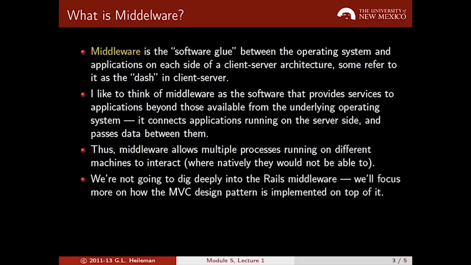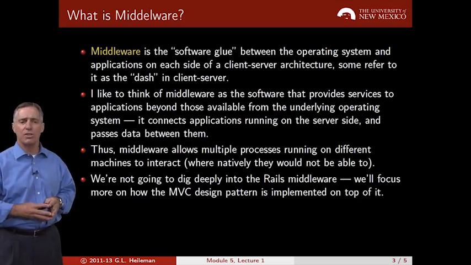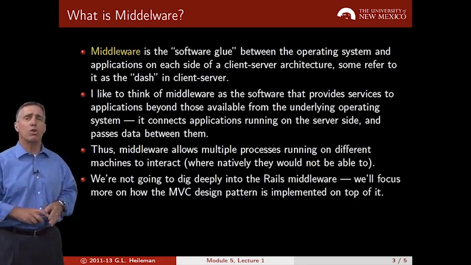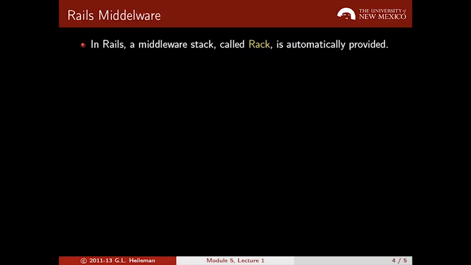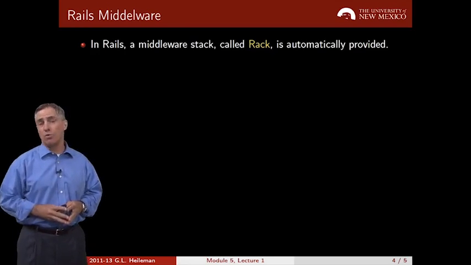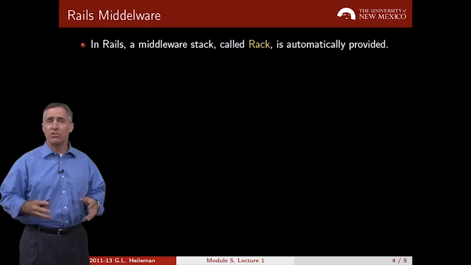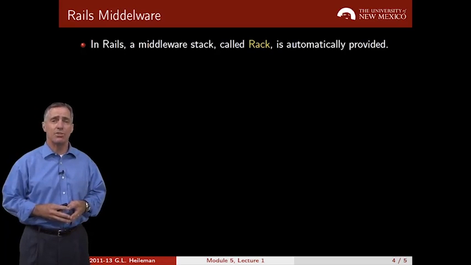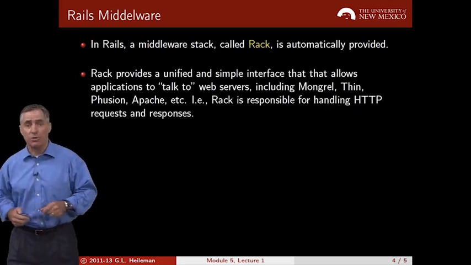Now, I'm not going to dig deeply into the middleware that comes with Rails. We're going to focus, as I said, more on how our model view controller design pattern is implemented on top of it. But it's very important to know that it's there. So in Rails, there's a middleware stack, and it's called Rack, and it's automatically provided for you. So when you built the blog application and ran the initial generator to create the blog application, Rails provided a default middleware for you.